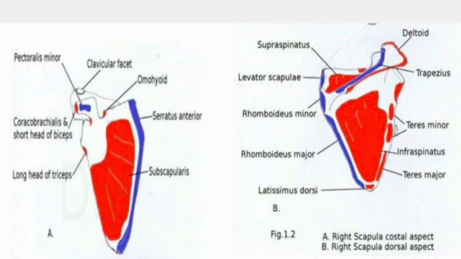In this following diagram, you can see the muscle attachments. Levator scapulae, which extends from the superior angle to the root of the spine. Rhomboid minor, exactly opposite to the root of the spine, and rhomboid major, which extends from the root of the spine to the inferior angle. Laterally, teres minor, upper two thirds, and teres major, lower one third. Latissimus dorsi, inferiorly.